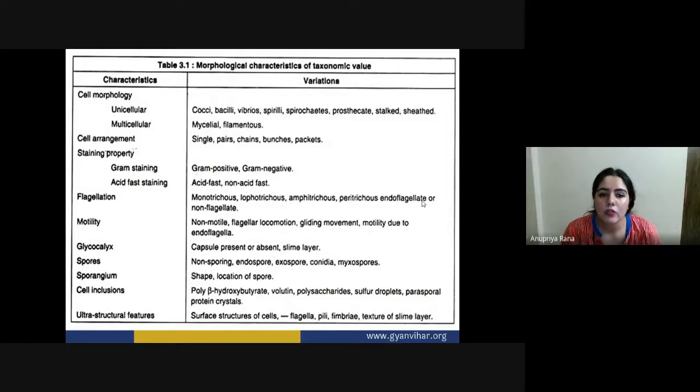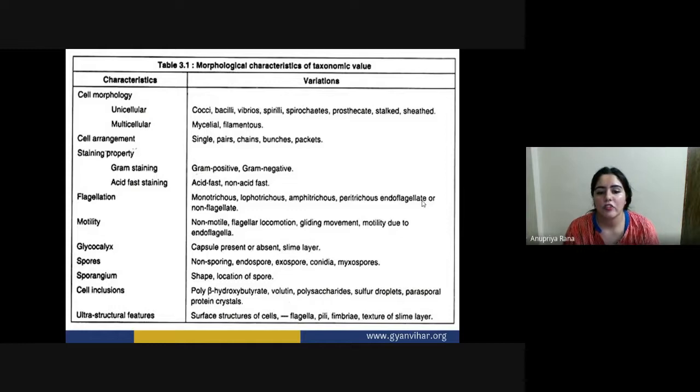Cell inclusions are basically the storage material, and the major component analysis of the cell. That can be poly-beta-hydroxybutyrate, volutin, polysaccharide, sulfur droplets, and chlorine crystals. So these are the things which can be present inside the cell inclusions in the bacterial cell.